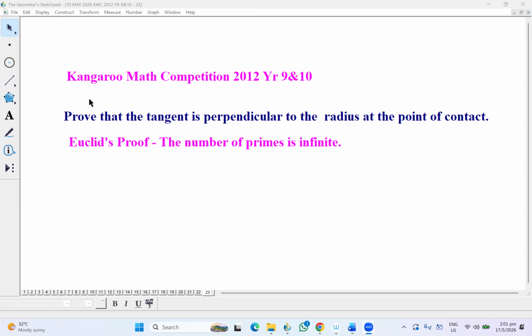For today's lesson, we are going to do the Kangaroo Math Competition 2012 for students in year 9 and 10. In the process, we will cover how to prove that the tangent is perpendicular to the radius at the point of contact, and also discuss Euclid's proof. The number of primes is infinite.